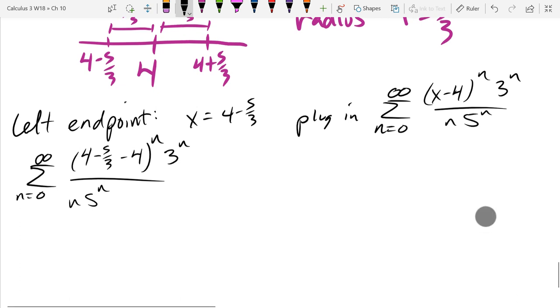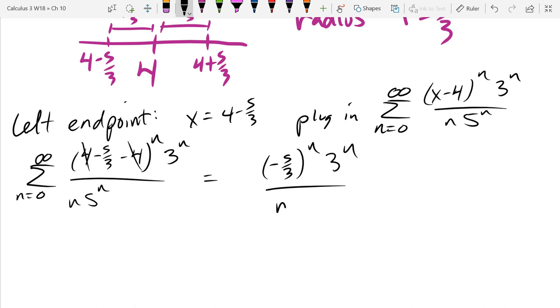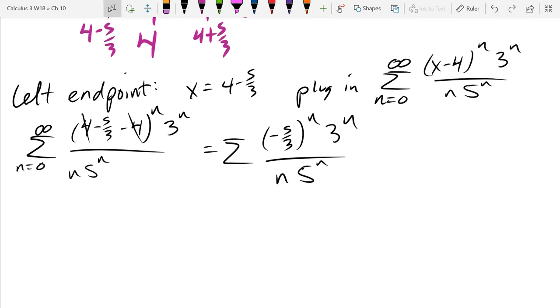Now, one thing you should notice if you've done this correctly, usually at the endpoints, there's significant cancellation. So for example, in this one, the 4 and the minus 4 cancel out right there. And we just have negative 5 thirds to the n, 3 to the n over n times 5 to the n. I will allow you to be lazy and not write the beginning and ending for your sum, as long as it's written out somewhere in your problem. They're almost always going to be 0 to infinity. So you don't have to write that out every time, but I should see it written enough so I know it's going from 0 to infinity. All right, we got some algebra to do.